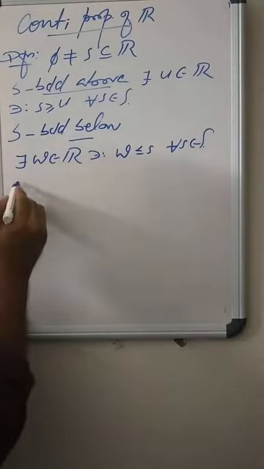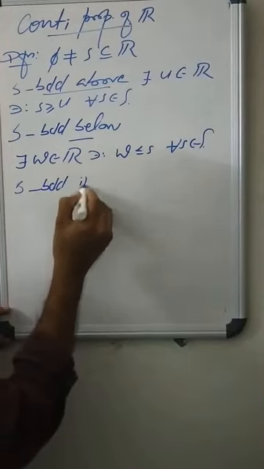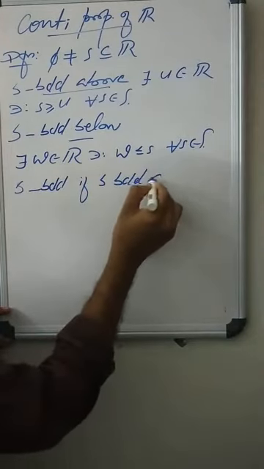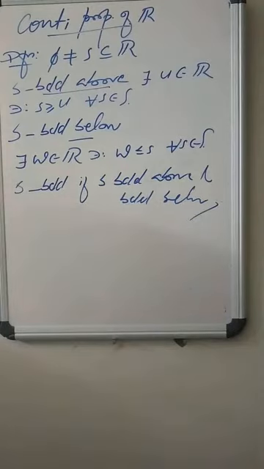Then S is said to be bounded only if S is bounded above and bounded below. S is said to be bounded only when it is both bounded above and bounded below.